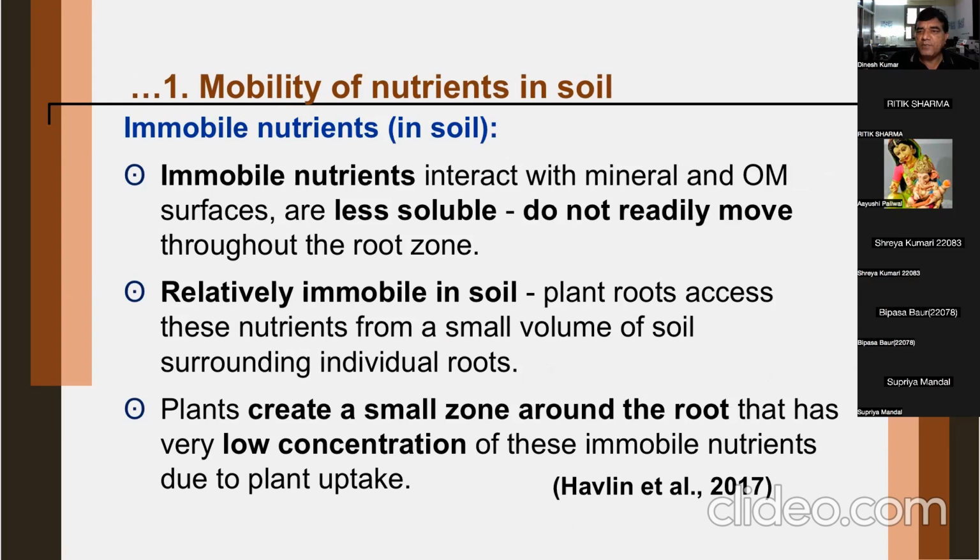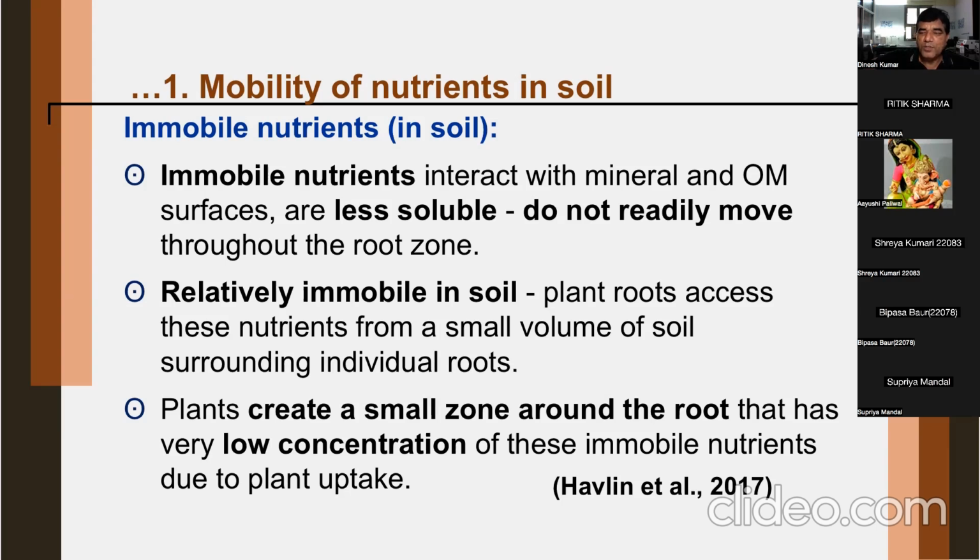Immobile nutrients interact with mineral and organic matter surfaces, are less soluble, and do not readily move throughout the root zone. So they do not easily move from one place to another, or rather they move very slowly. Therefore, they are called immobile nutrients with respect to soil. Relatively immobile means one may be immobile, another may be relatively immobile in soil. Plant roots access these nutrients from a small volume of soil surrounding individual roots.